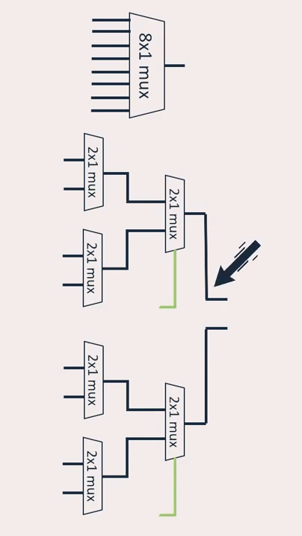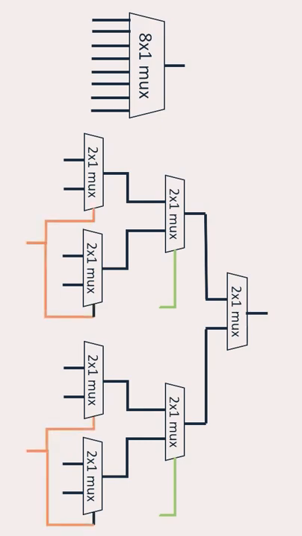Finally, we have 2 outputs, which again if we feed to one more 2 cross 1 MUX will make our 8 cross 1 MUX. There should be 3 select lines in an 8 cross 1 MUX. So the colors red, green and blue represent the 3 select lines.